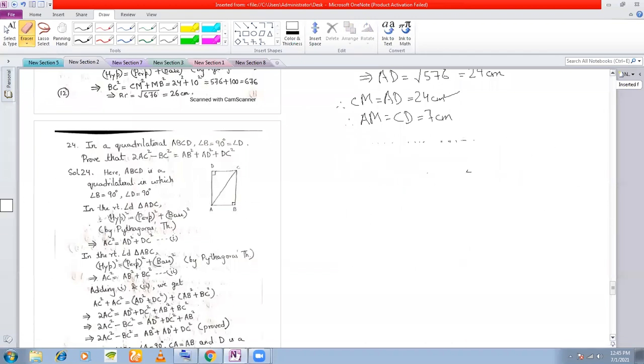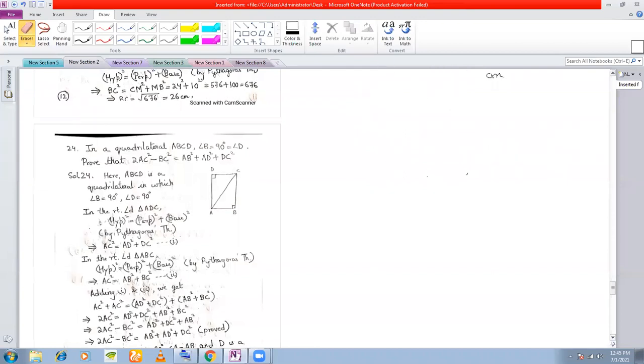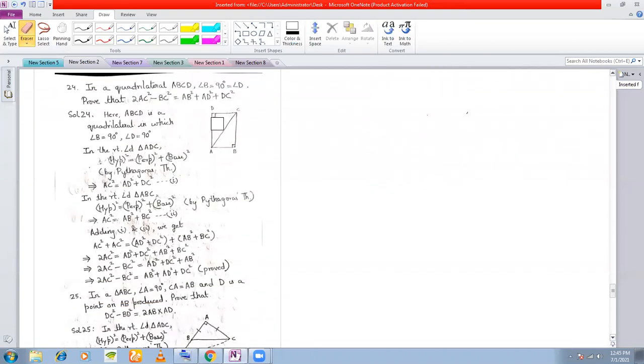Moving on to the next problem. Number 24. In this problem, the statement is given. Remember, the figure is not given. So whenever in a geometry problem the figure is not given to you, if you are drawing the figure, the question will carry marks for drawing the figure also.